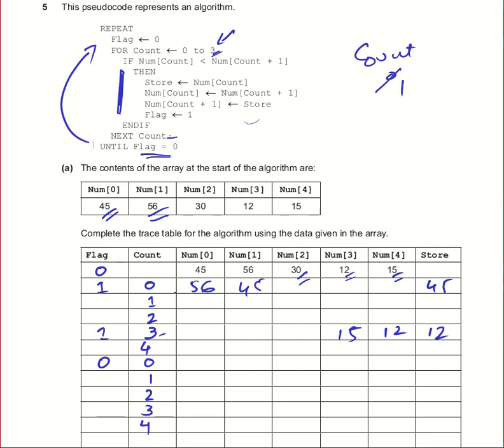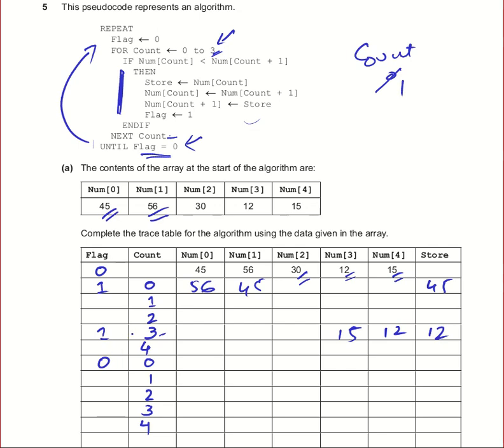This becomes 4, checks whether it has exceeded. Yes, so it's going to skip this for loop, then jump to this until statement. The value of flag is 0, that means it's true, the condition is true, the loop is going to end.